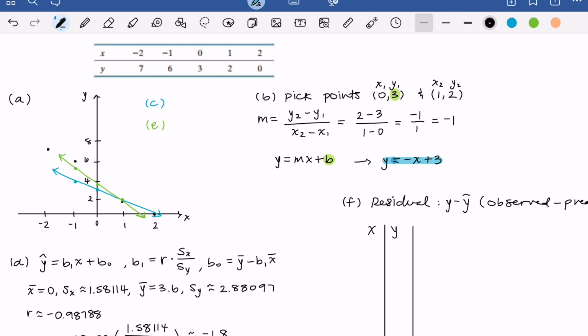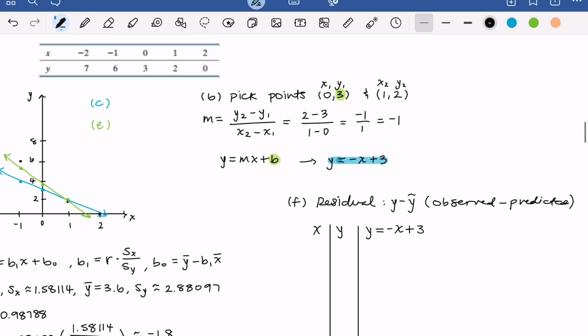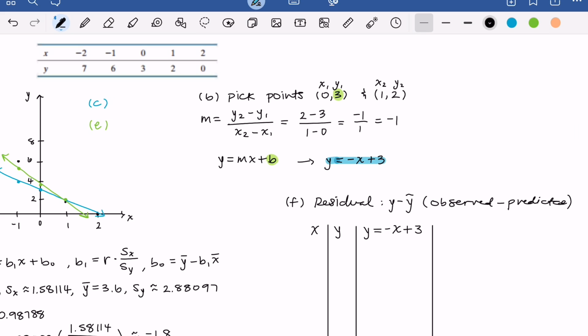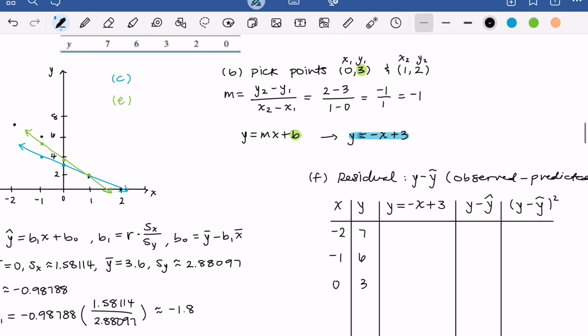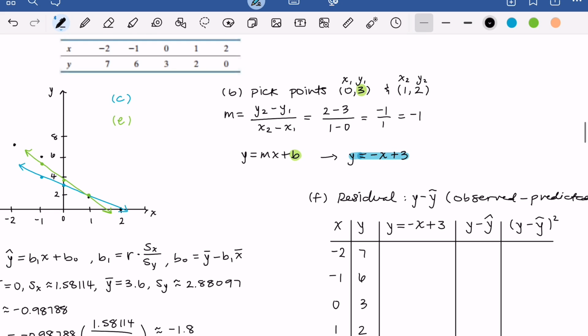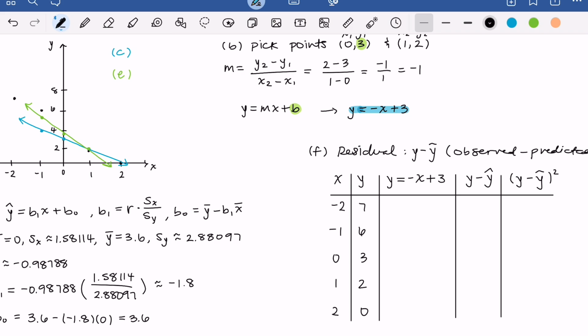And then what we want to find is this residual and then square it. So that'll be the last column here. So let's input our x and y values. When x is -2, we're going to get 7. -1 gives us a 6. 0 is a 3. 1 is a 2. And then 2 gives us a 0. So these are our observed y values.